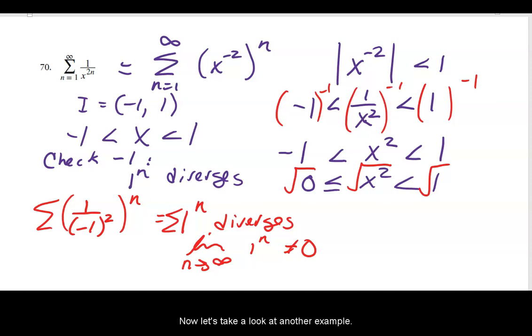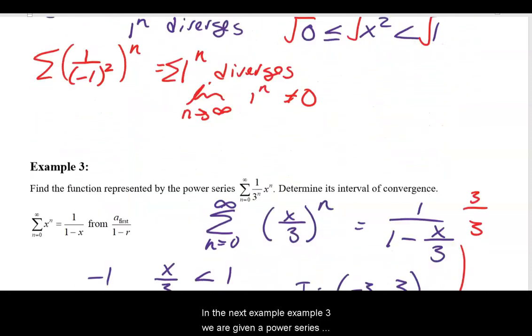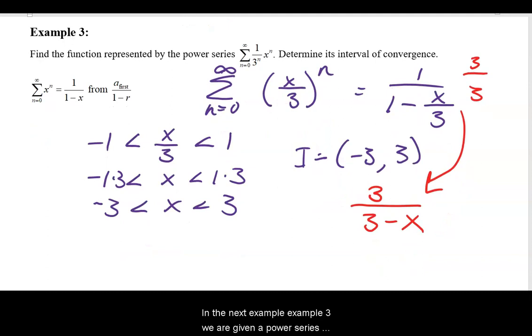Now let's take a look at another example. In the next example, example 3, we are given a power series, 1 divided by 3 to the n times x to the n inside the sum from n equals 0 to infinity. We need to find the function in its rational expression form and then find the interval of convergence.